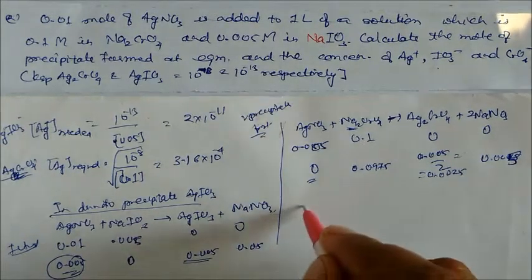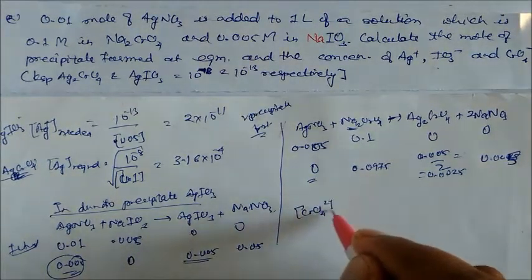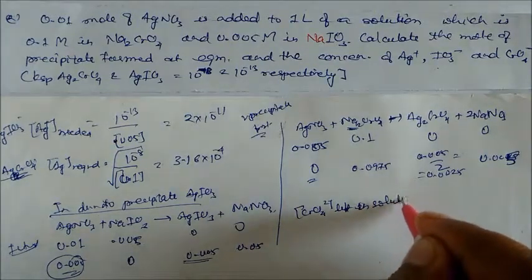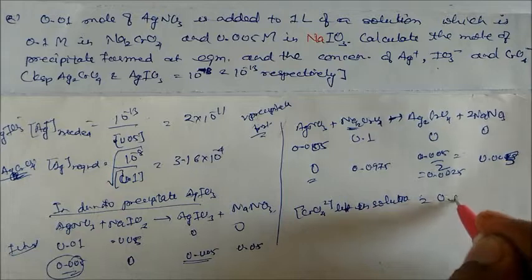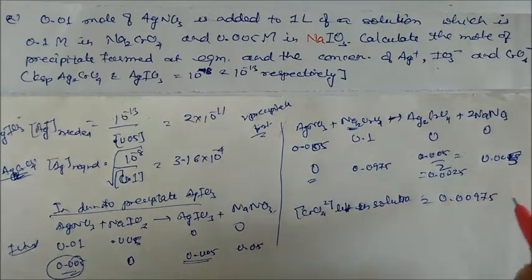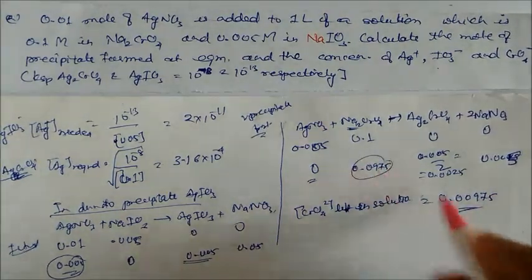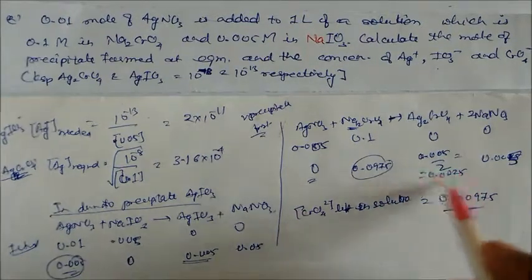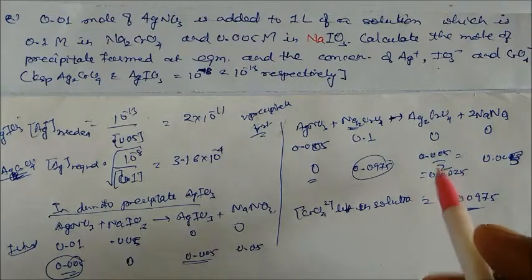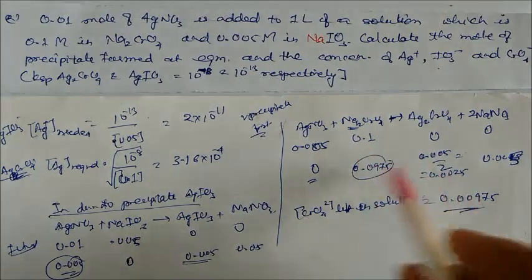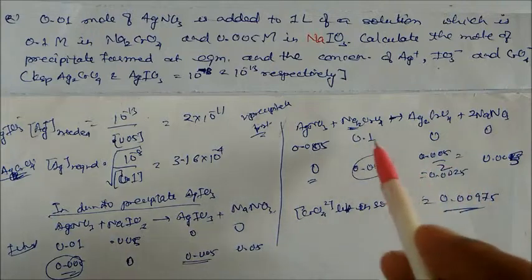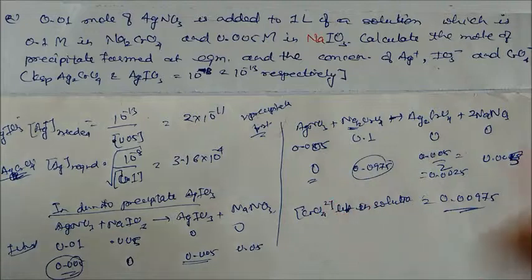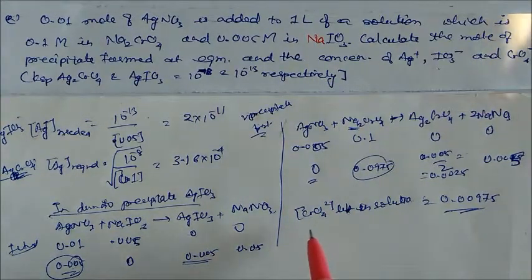So we can see how much chromate is left in the solution. The chromate left in the solution will be 0.0975. This is the chromate which is left in the solution. Now we have three species: one is silver chromate, one is the chromate ions, and sodium chromate is also present there. So how much is left in the solution? The chromate left in the solution.